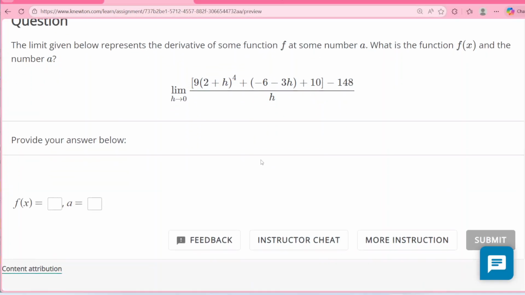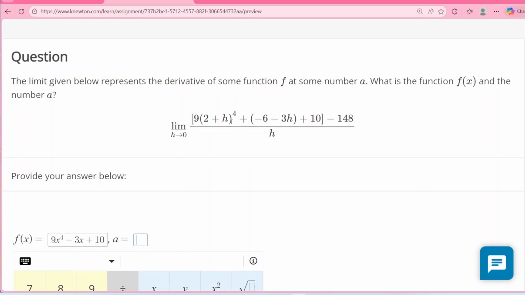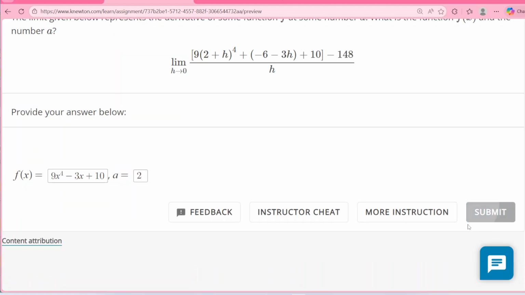So back here, the function they're taking the derivative of, f of x, will be 9x to the fourth minus 3x plus 10. And the value at which they're trying to find the slope of the tangent, that they're finding the derivative at, must be 2, right? Because again, it was 2 plus h here in this power of 4. And I could rewrite this as something times 2 plus h.